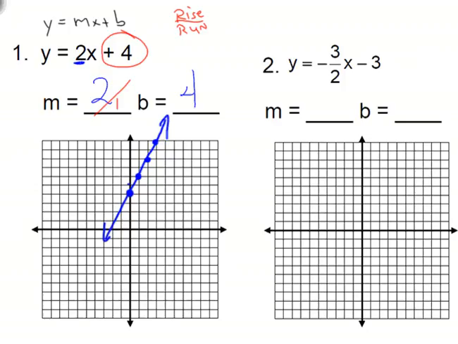And problem number 2. It is already in the form y equals mx plus b. In this case, my m, my slope, is that number right here, negative 3 over 2. My b is right here. It is negative 3. So to graph this one, I start at the origin and I go down 1, 2, 3 places and place my point. I now need to apply my slope, starting at my y-intercept. I'm going to rise 1, 2, 3 places and then run to the left 2 because it is a negative number.